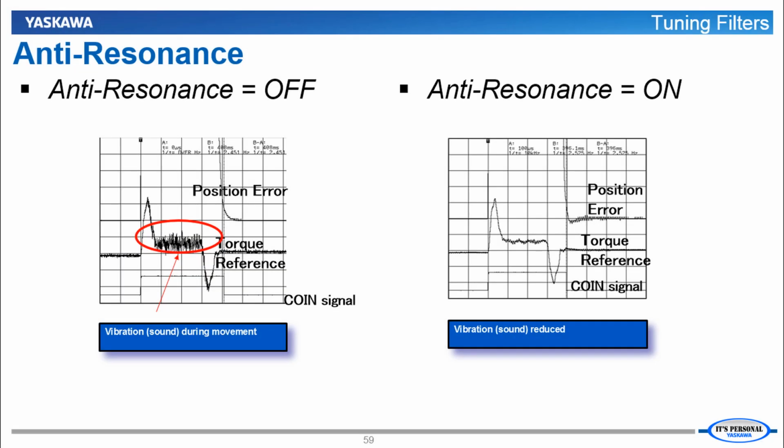Now let's move on to the anti-resonance filter. Do you remember the target frequency range for this anti-resonance filter? 100 to 500 Hertz, although it can go beyond that. You can see in this graphical example the vibration in the torque signal during motion before anti-resonance, and then how that's reduced with anti-resonance on.